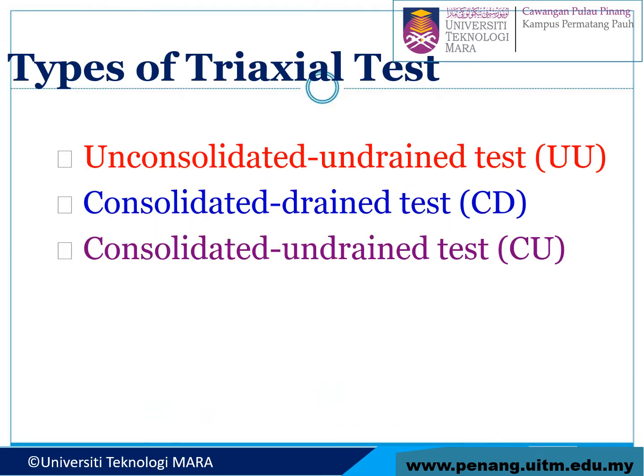Alright, for the triaxial test, we have 3 types. First is the unconsolidated undrained test, or we call it UU. Second is the consolidated drained test, CD. And the last one is the consolidated undrained test, CU. So we have drained and undrained. So what is it all about?